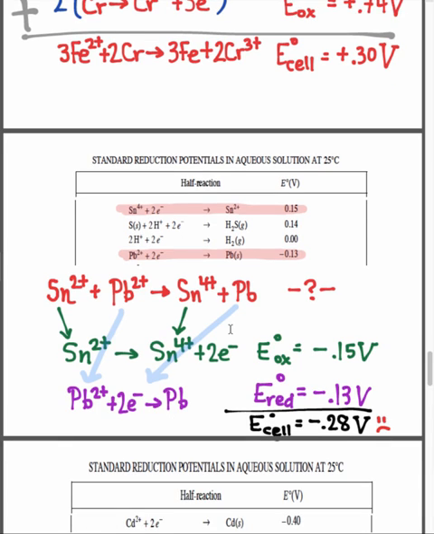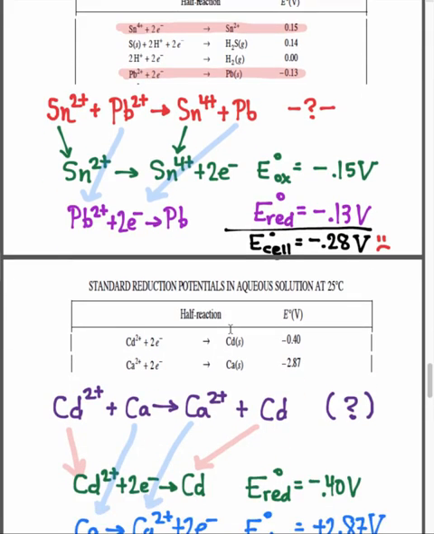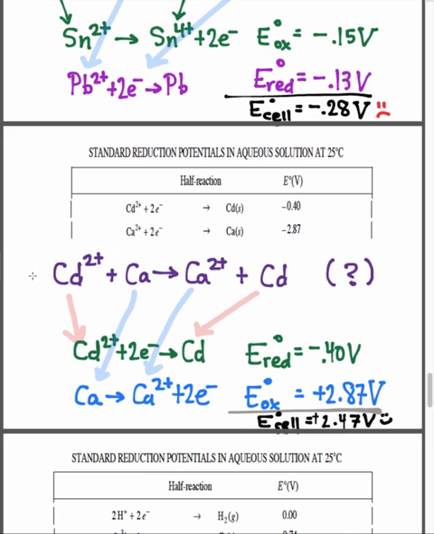So this is not spontaneous, as opposed to something like this, where they give you this equation and say, is this likely to happen? Pull the cadmium 2 plus down and the cadmium down, that's a reduction, gaining electrons.